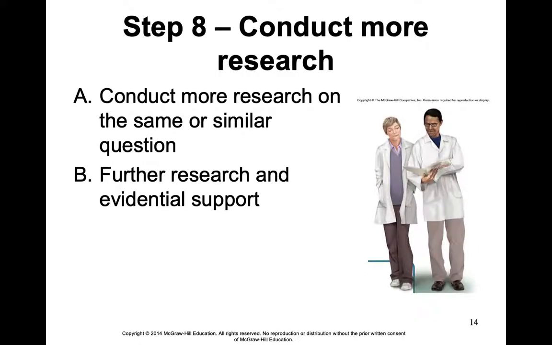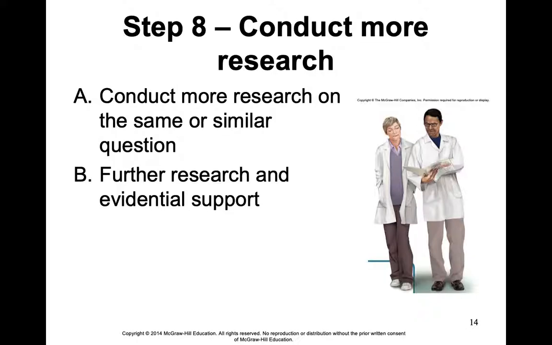And then step 8 is to conduct more research on the same or a similar question, because one study's conclusion does not mean we have the answer to the broader question. Just by studying whether or not this particular chemical raised gastric cancer incidence in mice does not mean that it will in humans. That means that this is potentially an area of concern with nutrition, and that more research needs to be conducted on that area.